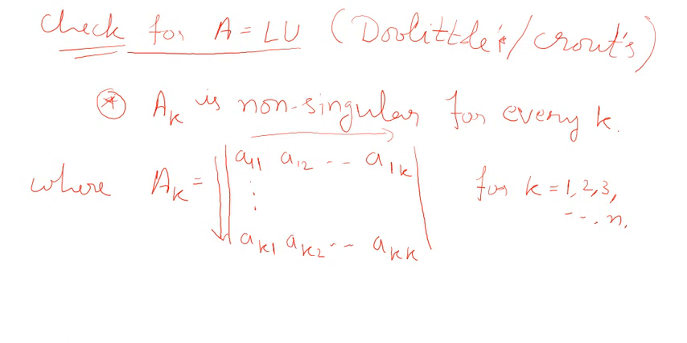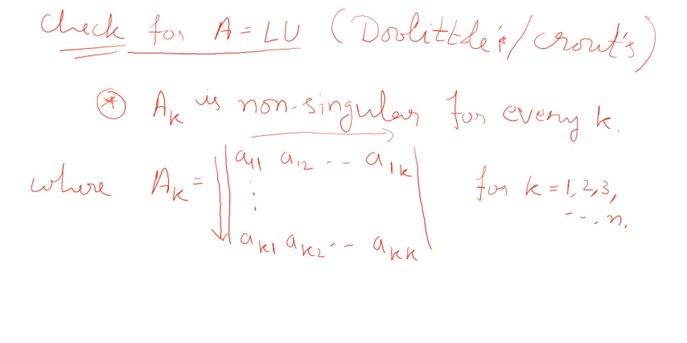In Doolittle, what you have seen, the lower triangular matrix has diagonal entries all equal to 1. Whereas in Crout decomposition, instead of the lower triangular, he has considered the upper triangular matrix with its diagonal entries equal to 1.